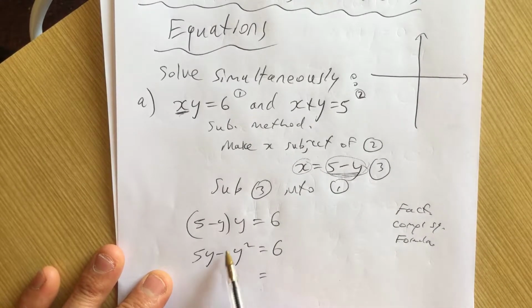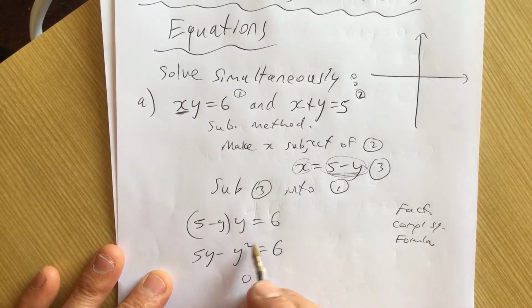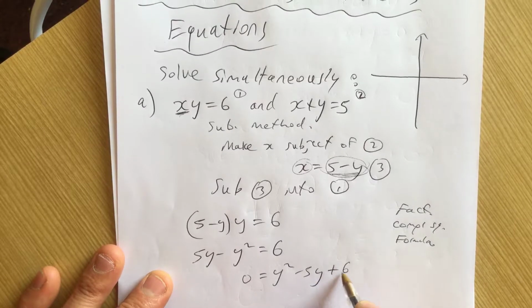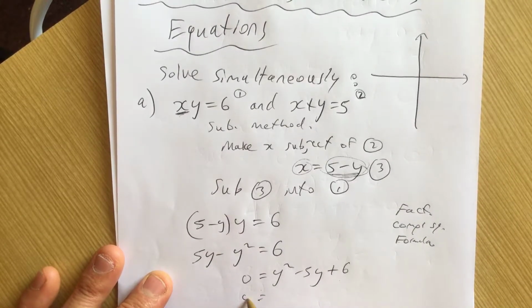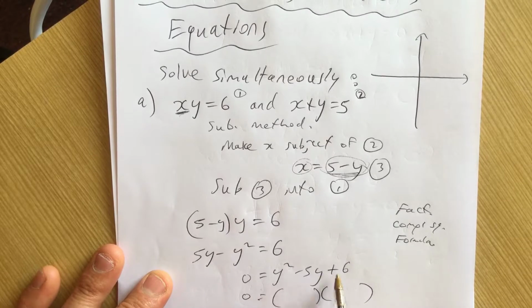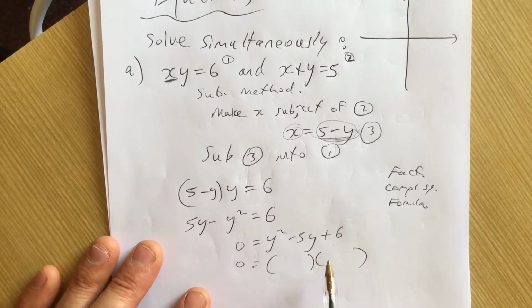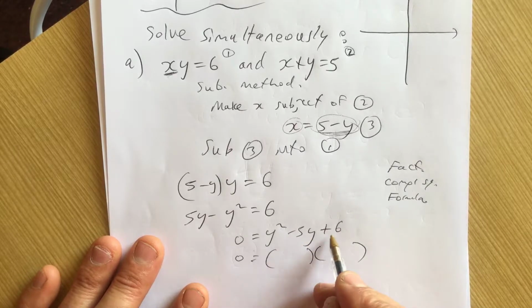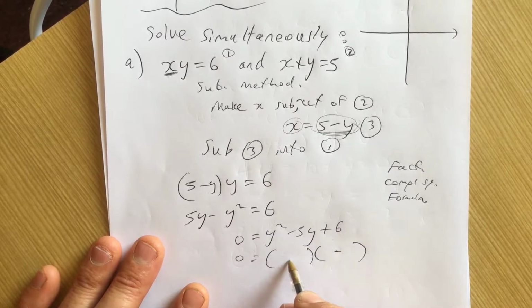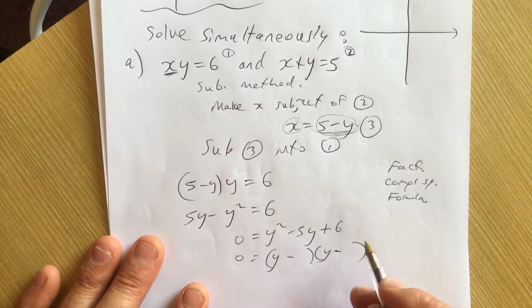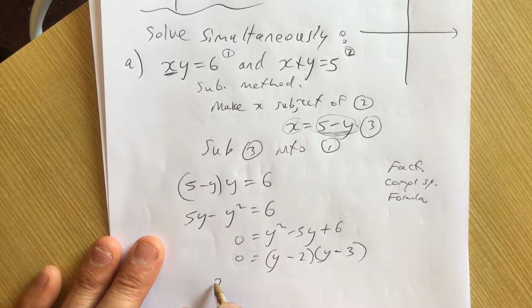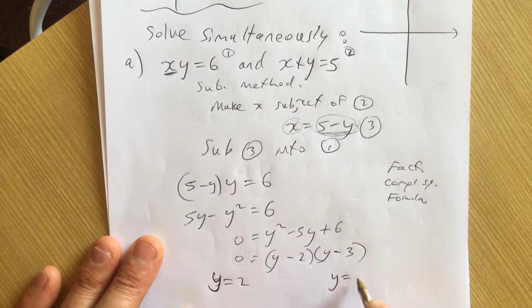Now I want y squared to be positive, so I'm going to make this side 0 and move everything over this side. Y squared minus 5y plus 6. Now we look to see whether, as a quadratic trinomial, you've got two things that multiply to give 6 and add to give -5. Because they add to give something negative and multiply to give something positive, they're both negative. And of course they're -3 and -2. So we do get two answers. We get y equals 2 and y equals 3.